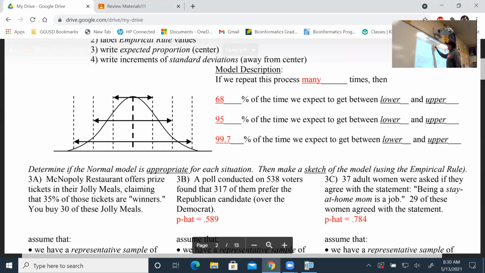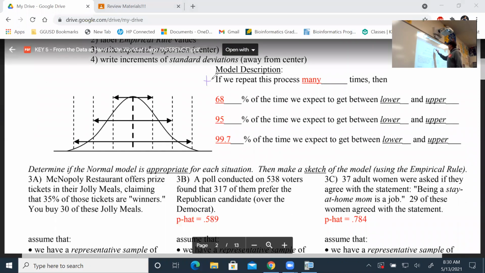I kind of wrote it out in a little sentence frame. If we repeat this process many times, because you think about it, when they do an election, they're constantly repeating the process of asking people, then 68% of the time, we would expect it to be within 1 standard deviation right here, right? So that's the 68% of the time, right? Okay, 95% of the time will be within 2 standard deviations, and 99.7% of the time will be within 3 standard deviations. Just so you know, that's a little review of what we're trying to do.